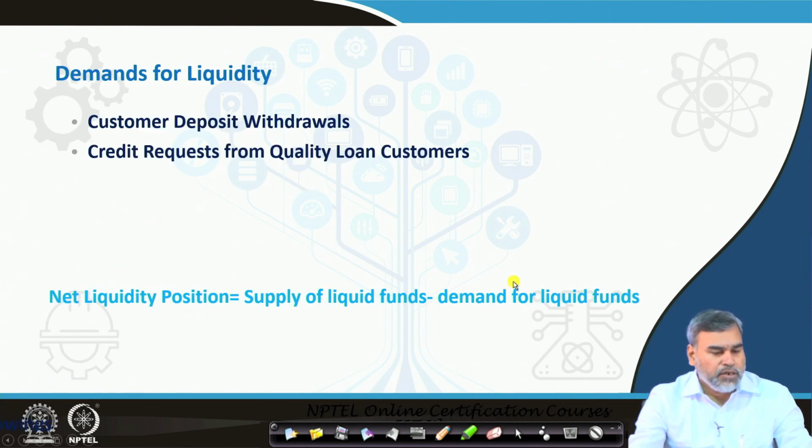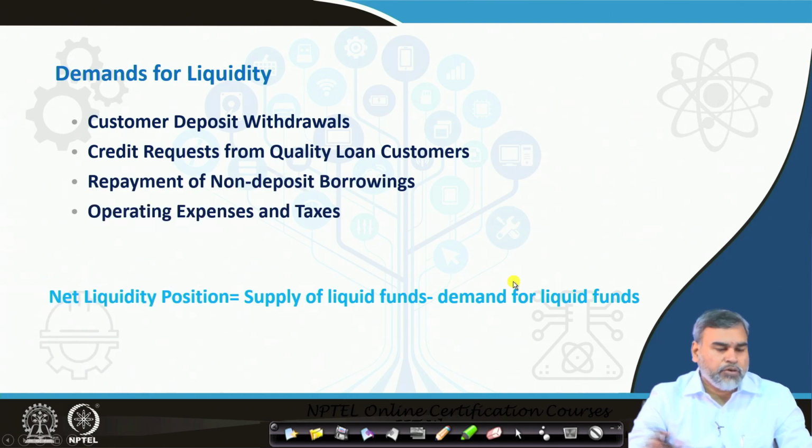Then we have the demand for liquidity. Whenever you talk about the demand for liquidity, we ask why liquidity is demanded. One is deposit withdrawals, customer deposit withdrawals. We have credit requests from quality loan customers who need this particular money. We have the repayment of non-deposit borrowings. We can pay certain money through these non-deposit borrowings, and we have some operating expenses, daily expenses, and we also have to pay taxes.